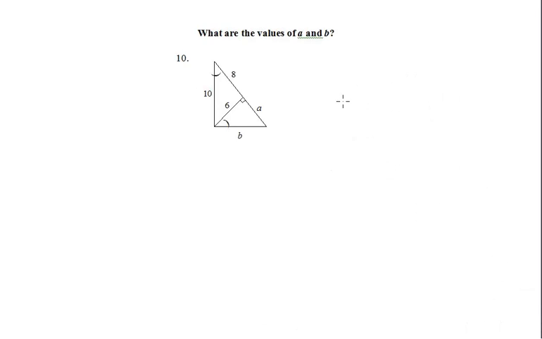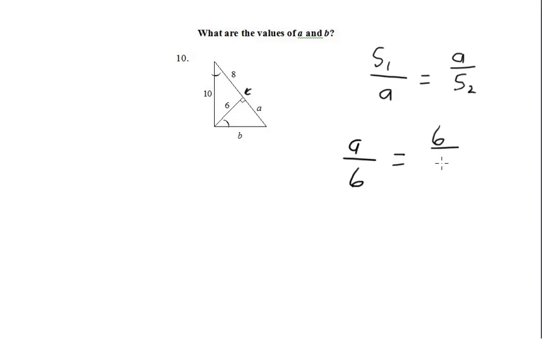Okay, find the values of a and b. So we're going to have to think back to our corollaries. It said S1 over A equals A over S2. S1 and S2 stand for side. So that's when we're using this altitude. So we're just going to set this up as a over 6 equals 6 over 8.